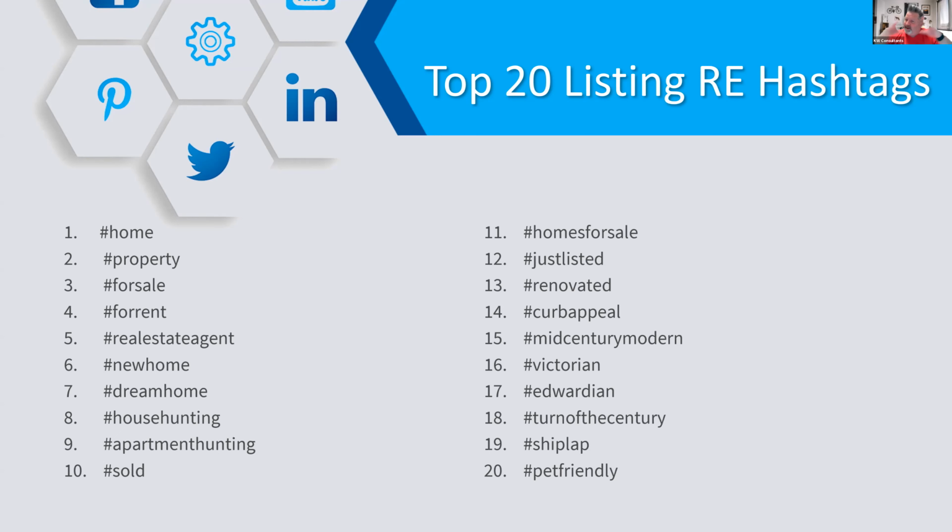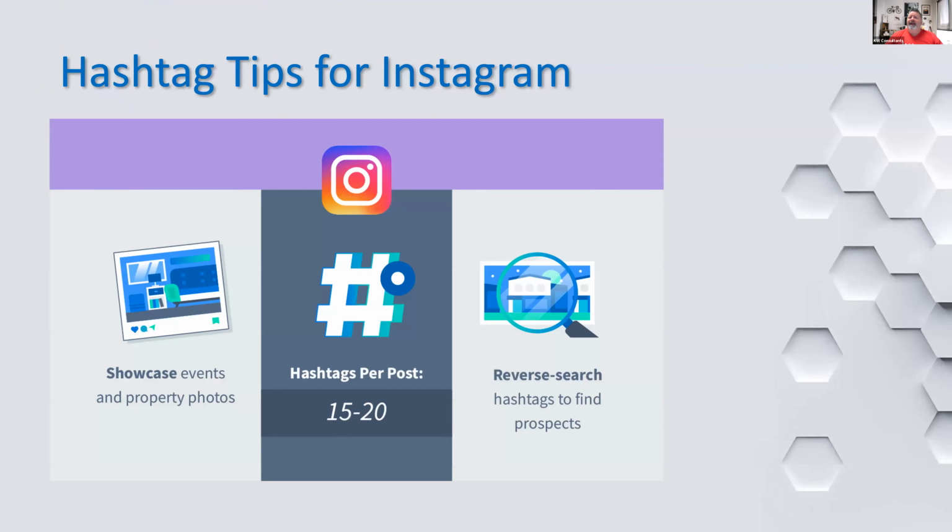Okay. So I'm trying to get you to think outside the normal box here. Victorian, Edwardian, turn of the century, shiplap, and pet friendly. I would think that would be a huge one, especially here in Ohio. A lot of dog lovers here in parks and stuff. Okay. A lot of hashtags, I know.